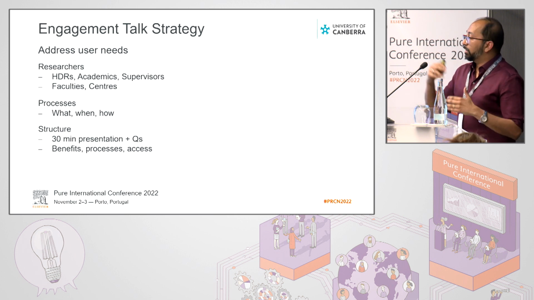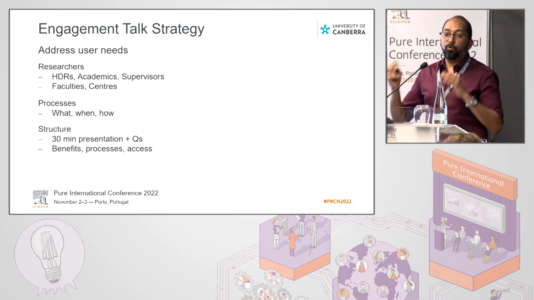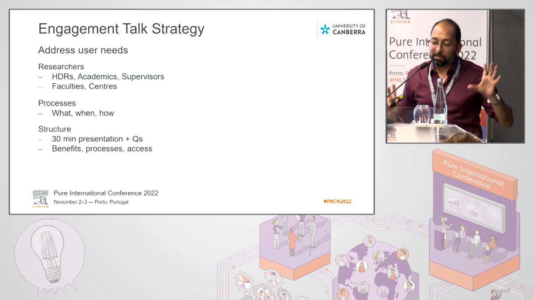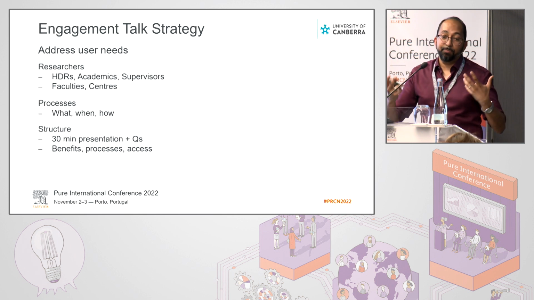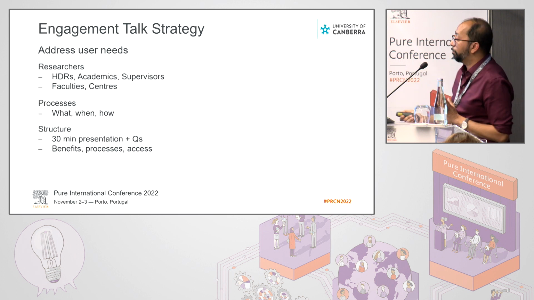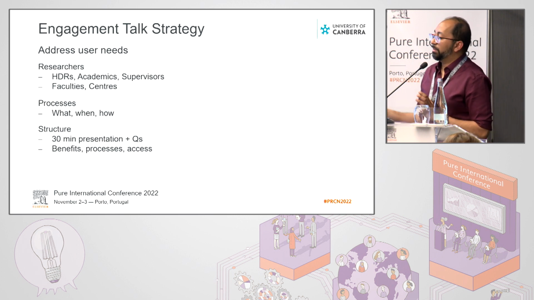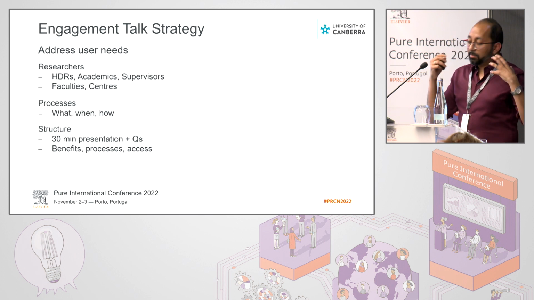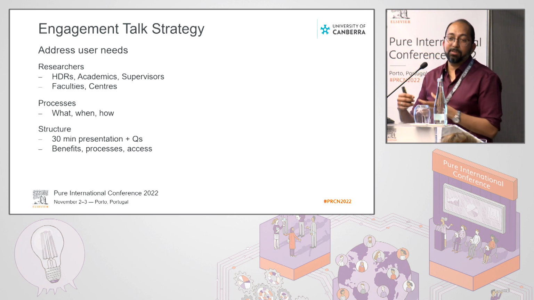From that, we worked out how many talks we needed to do. Some faculties wanted like 5 different talks for 5 different groups, and we did that. It was a lot of work, but we did it. We structured it roughly as a 30-minute presentation with a lot of Q&As. Again, just emphasizing the benefits, the process, and the access.